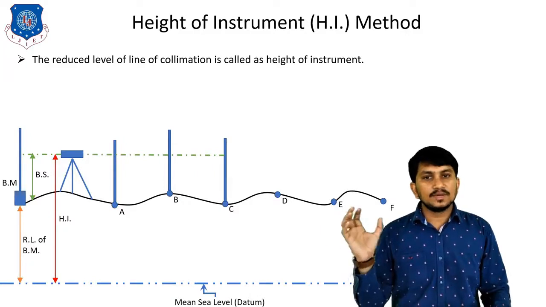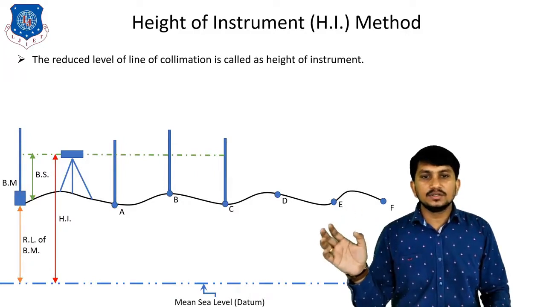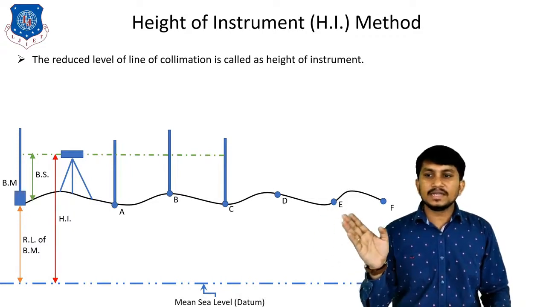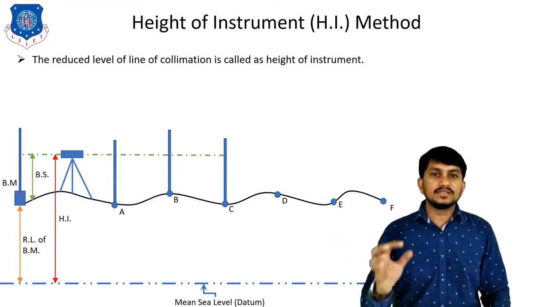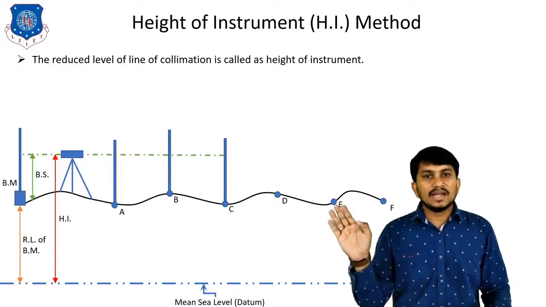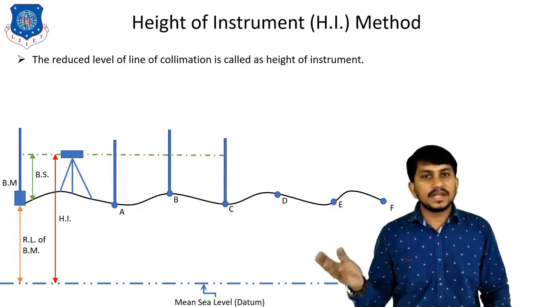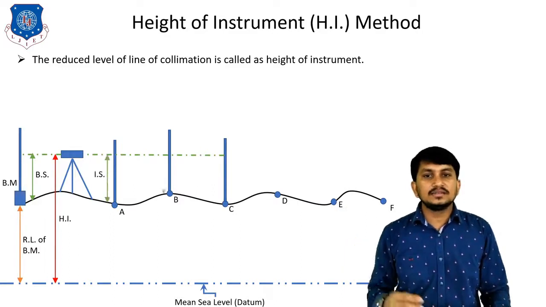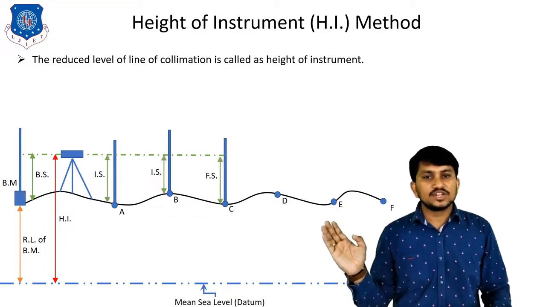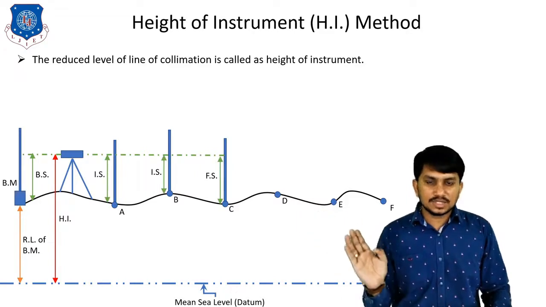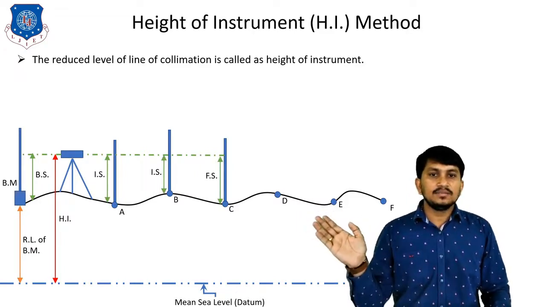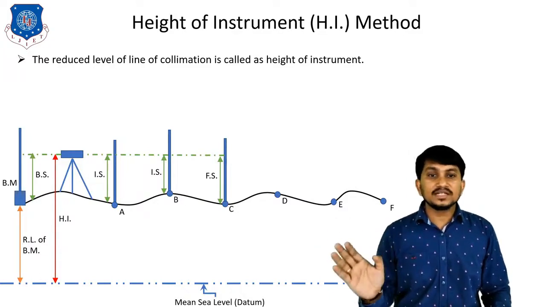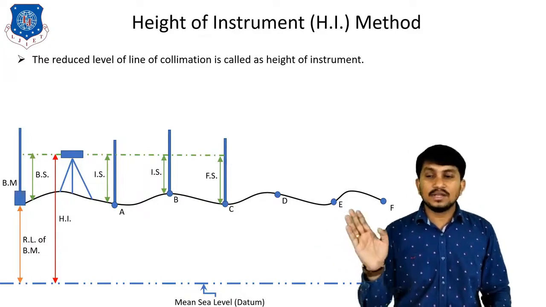Here, setup number 1 has a range up to point C. It cannot be used for points D, E and F. For that, a different setup is used. So by setup number 1, we can take readings at A, B and C. The reading at station A is IS, and the reading at station B is IS, because it is an intermediate reading between BS and FS. The last reading, which is taken at point C, is called FS.